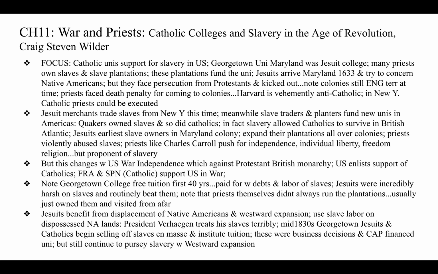Jesuits arrived, and then he gives some background. The Jesuits arrived in Maryland in 1633 to try to convert Native Americans to Christianity, but they faced persecution from Protestants and were kicked out. Note that at this time, U.S. colonies were still English territories, and priests faced the death penalty for coming to the colonies. Harvard University was vehemently anti-Catholic, and in New York, Catholic priests could be executed.